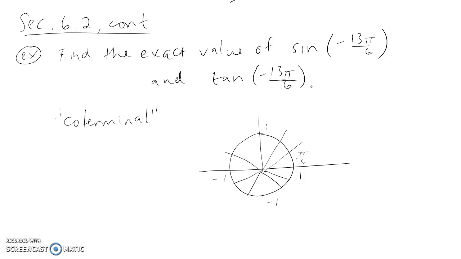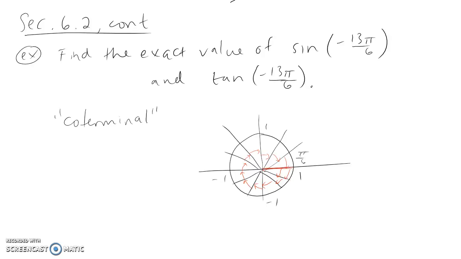But it turns out that I can count backwards. Sorry, my diagram's not very good. I'm trying to split it all into 6 pieces. It's not easy on the computer. So let's count backwards. This will be negative pi over 6, negative 2 pi over 6, negative 3 pi over 6, negative 4 pi over 6, negative 5 pi over 6, negative 6 pi over 6, which is negative pi, negative 7 pi over 6, negative 8 pi over 6, negative 9 pi over 6, negative 10, negative 11, negative 12, negative 13 pi over 6.